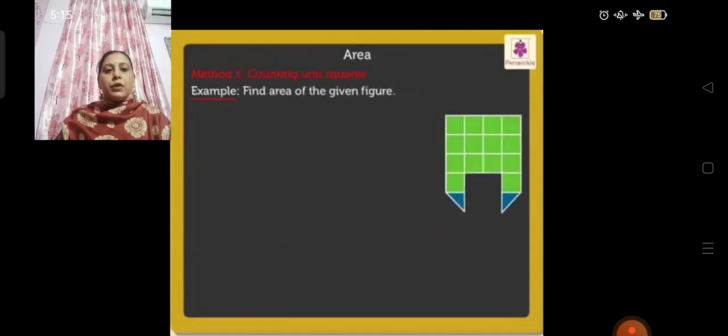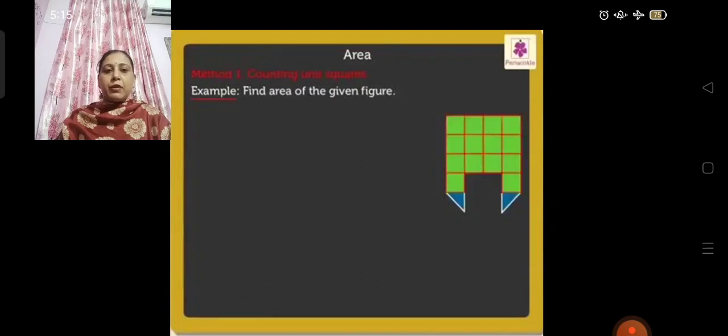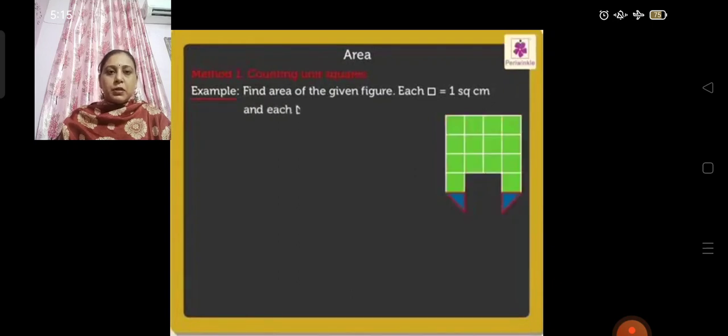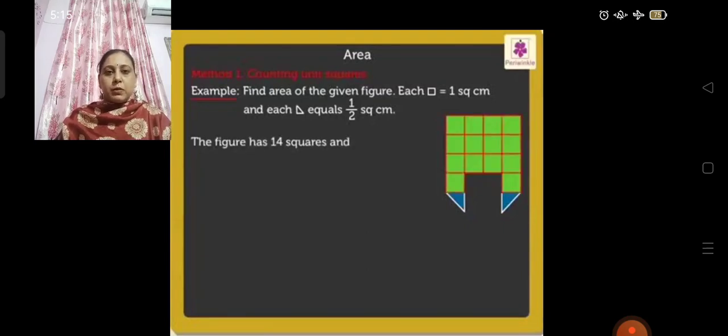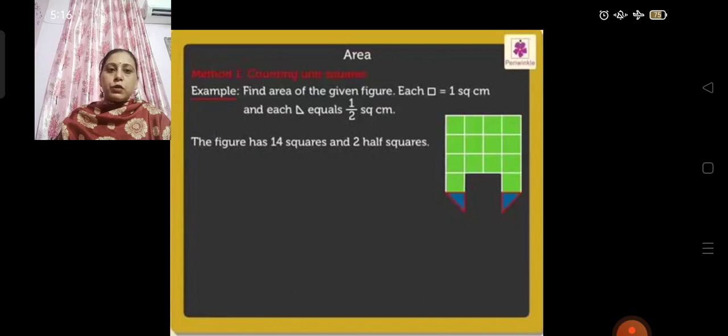Now let us understand this by another example. Find the area of the given figure. Here we have a figure. Each square is 1 square centimeter and each triangle equals half a square centimeter. Now here we will count. First of all, there are 14 squares and 2 half squares.